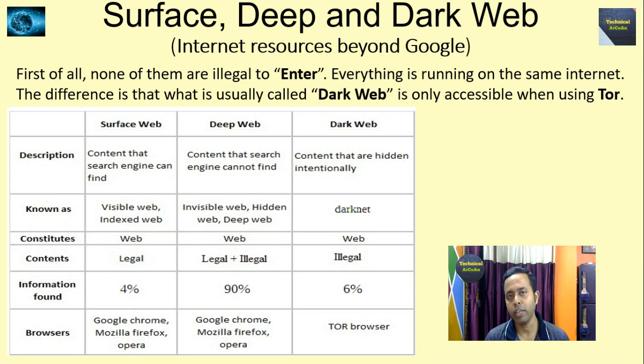What are the browsers that are used? For surface web, Google Chrome, Mozilla Firefox, Opera, etc. For deep web, the same thing, Google Chrome, Mozilla Firefox, Opera, and the Tor browser is also used. But for the dark web, only the Tor browser is used, right?